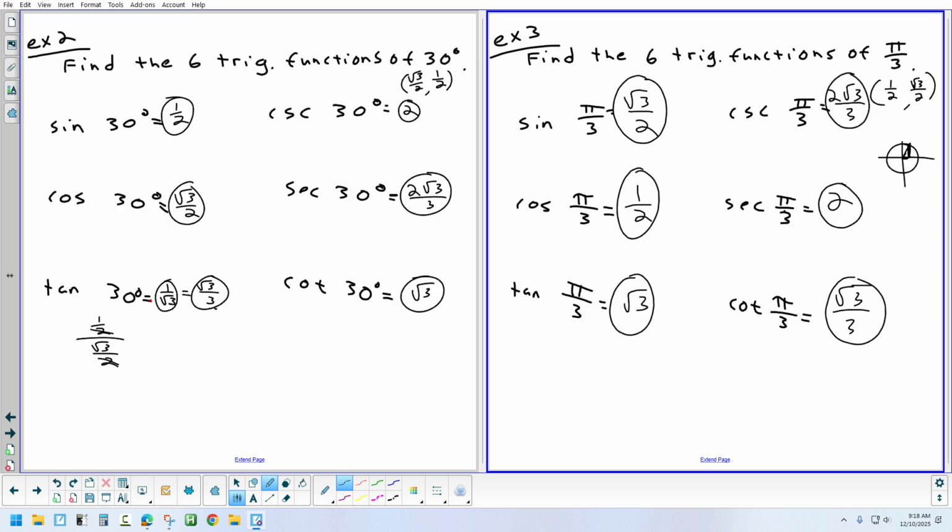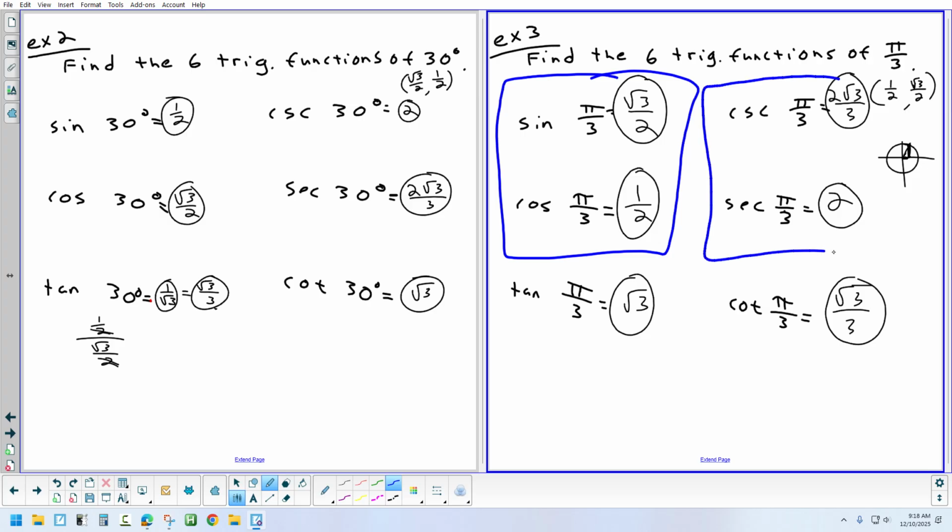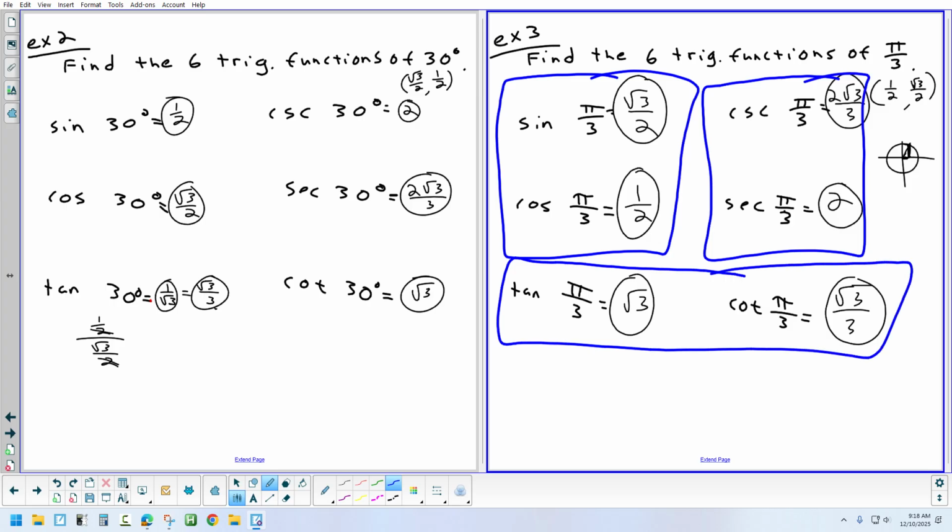Okay. Vanessa? The answers for sine and cosine are flipped, and then tangent and cotangent are also flipped. So sine's answers go to cosine, and cosine's answers go to sine, and then the tangent and cotangent just flip sides. Those are the pairs of trig functions that flipped when we went from finding the trig functions of 30 to the trig functions of 60.